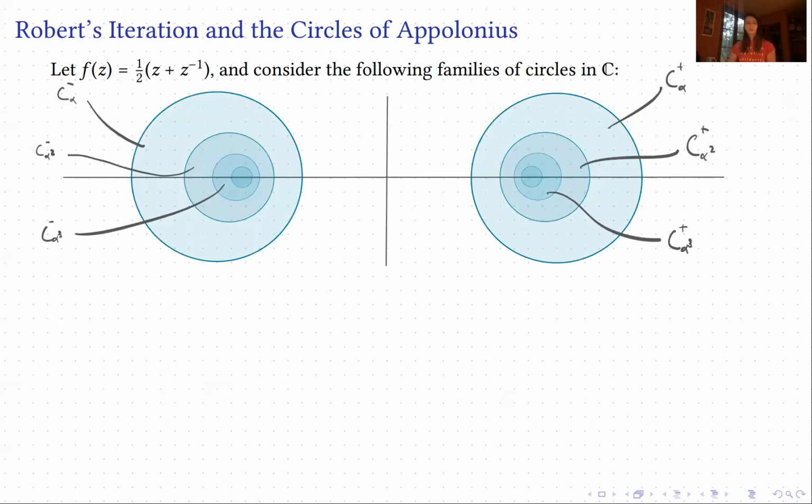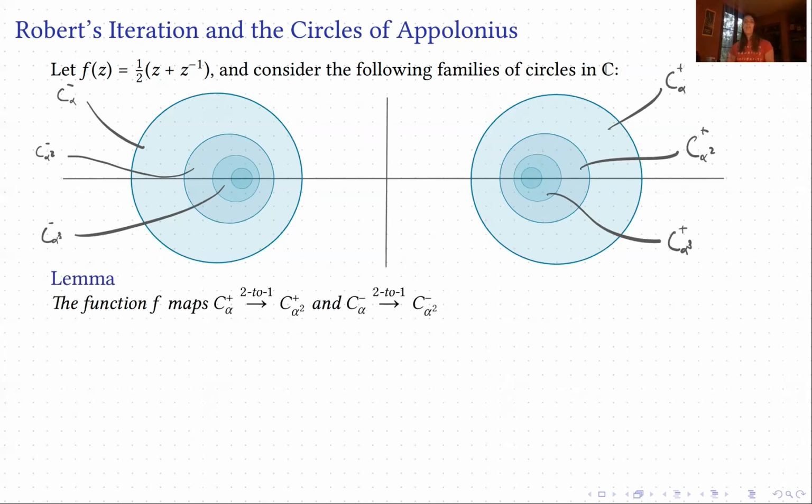So here's what they look like. You can see here is C alpha minus and some further circles for smaller values of alpha. And similarly, here's C alpha plus, and you can see the circles shrinking as alpha gets smaller and smaller.